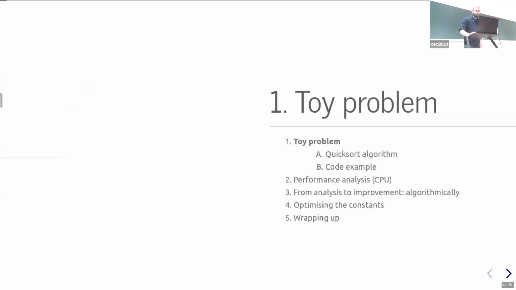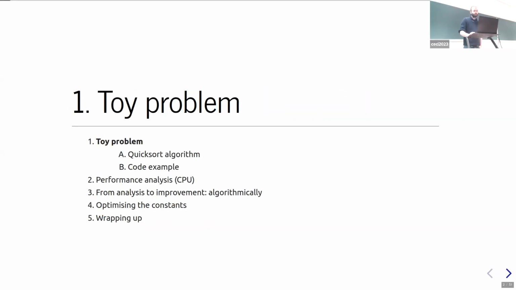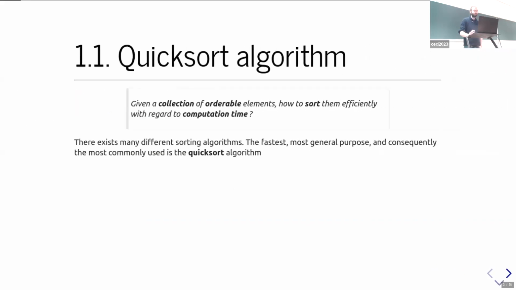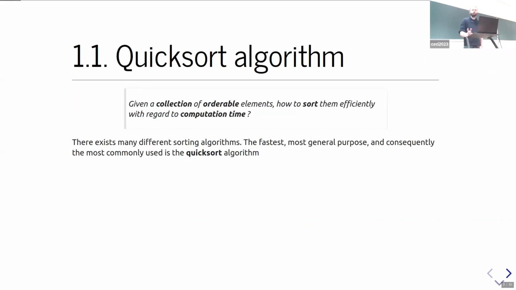Okay. So the toy problem I chose is the quicksort algorithm. If you are familiar with computer science, you mostly know what this is. If you are not, it's basically an algorithm to sort an array of comparable elements, so numbers, for example. So the problem is, given a collection of orderable elements, so I can compare them together, how to sort them efficiently with regard to computational time. So I want to sort them and I want to sort them fast.